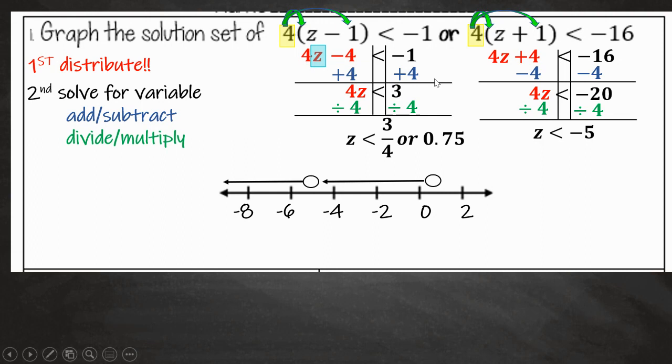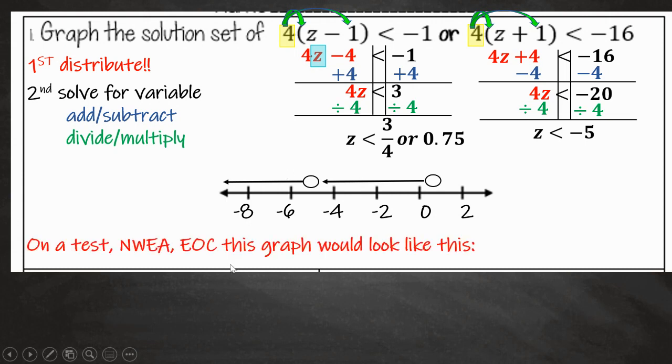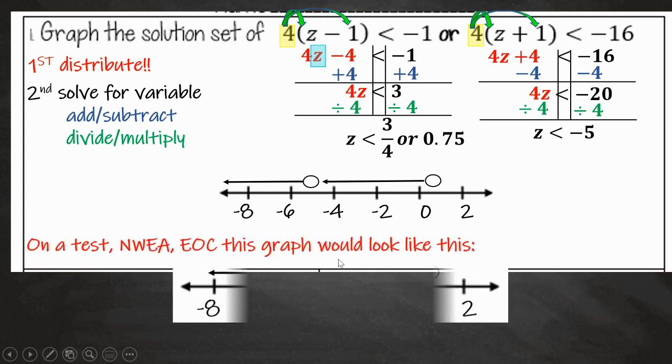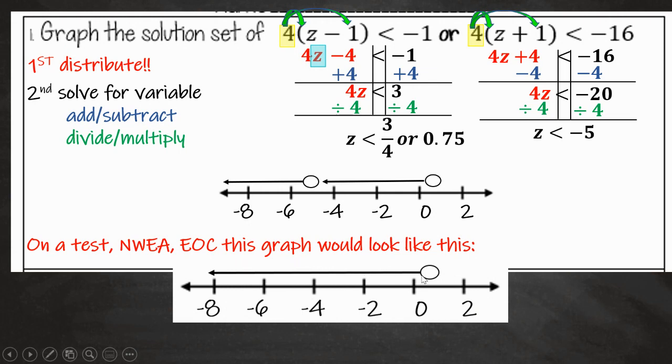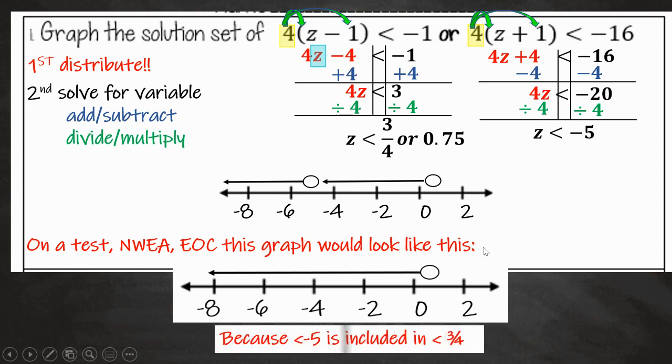Here we have z is less than negative 5, and we notice that we have overlapping happening here. And when we have overlapping happening, it's going to look a little bit different on our graph because they're just going to show you the greatest amount. So here is our 3/4 or 0.75, and it's going to the left, because less than negative 5 is included in less than 3/4.